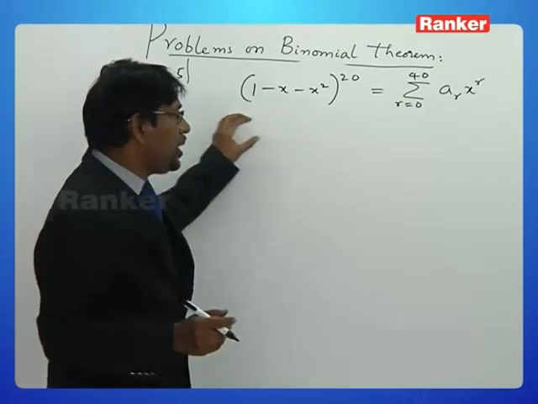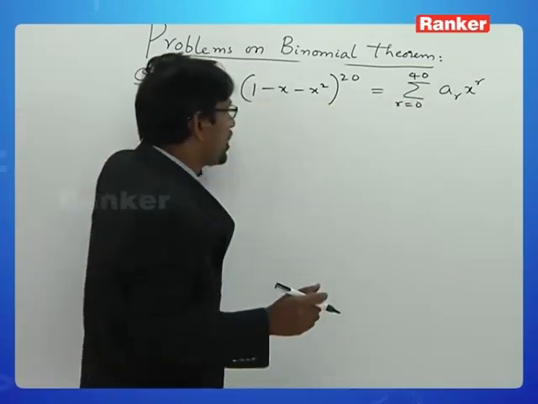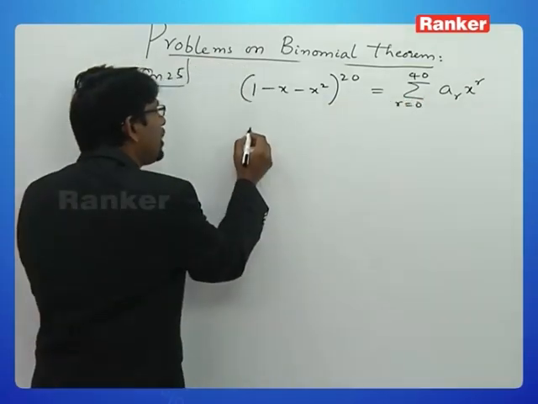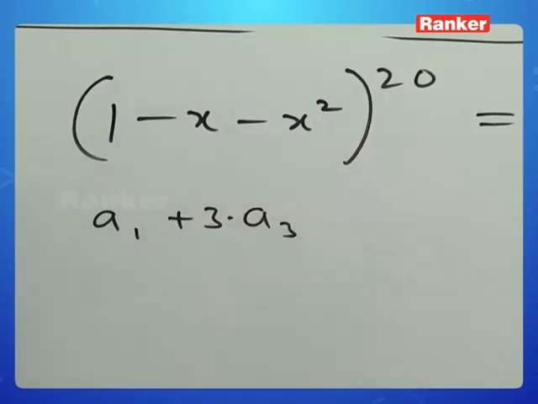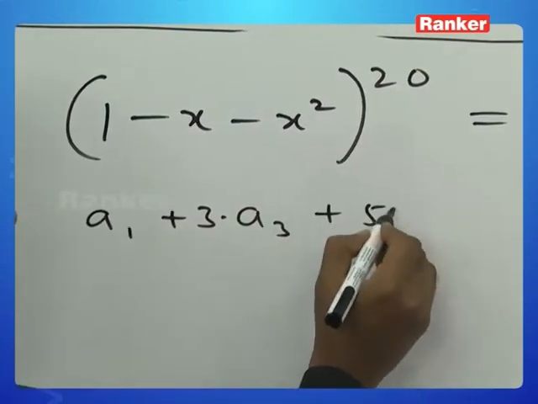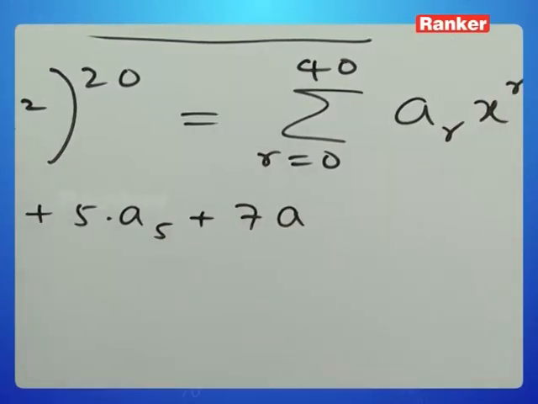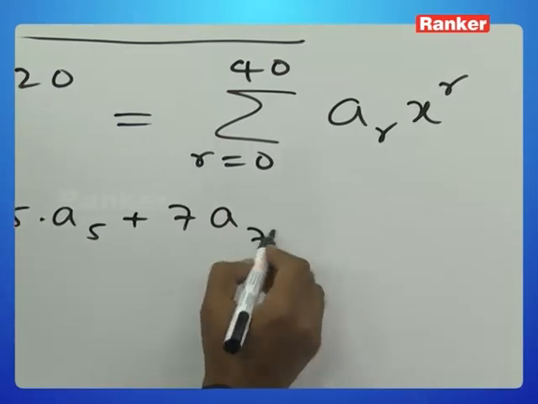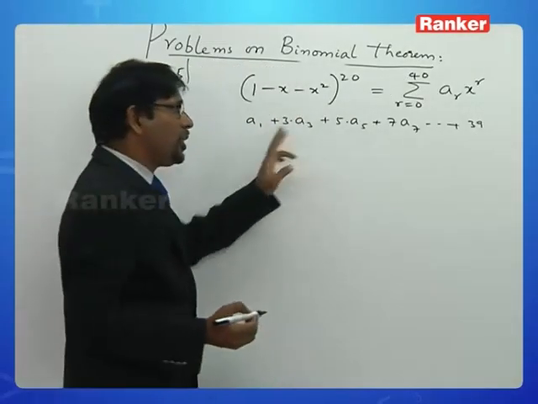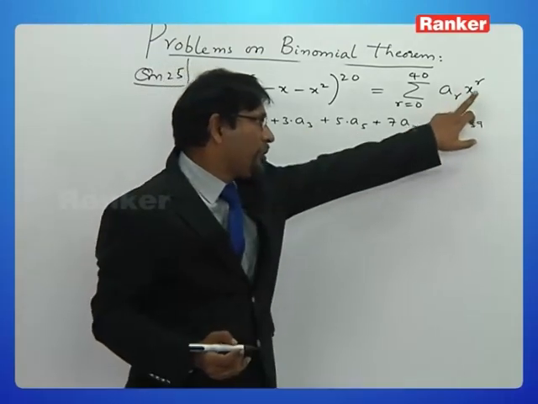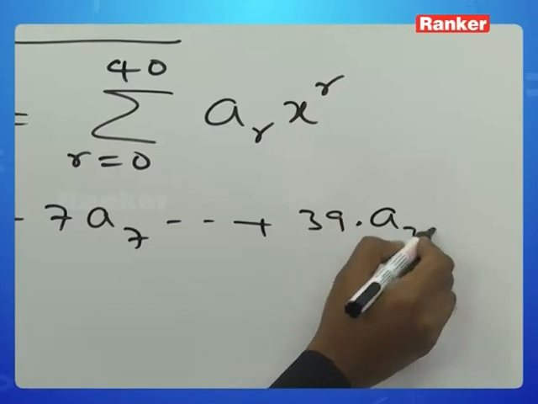Now some relation between the coefficients has been asked here. Observe that we are interested in A1 plus 3 into A3 plus 5 into A5 plus 7 into A7 so on and so forth. 39 is the last odd power term, so we are writing 39 into A39.